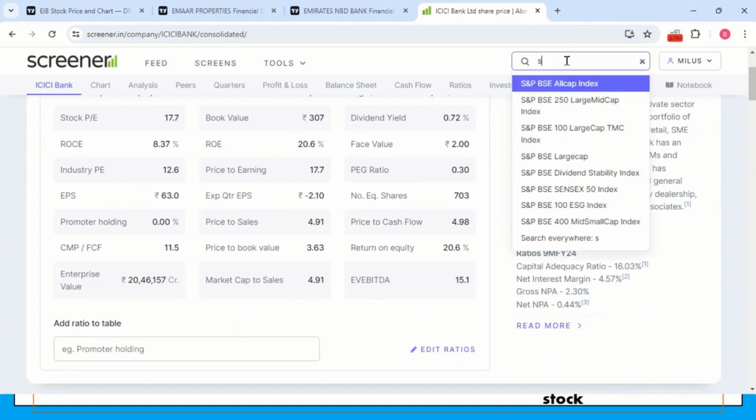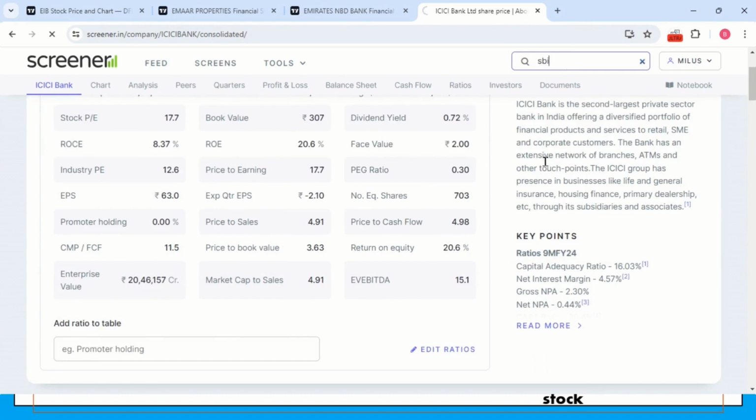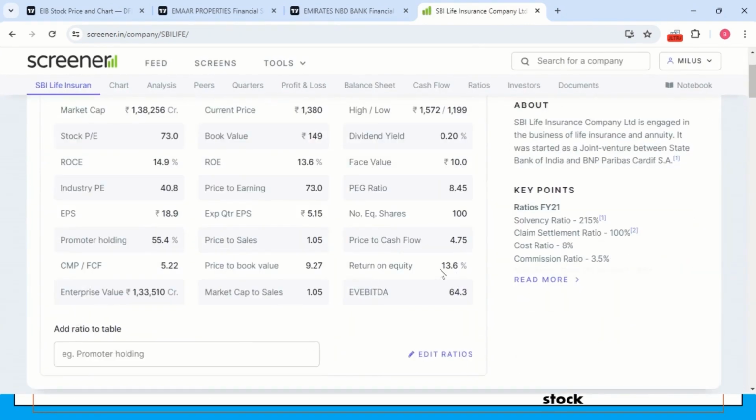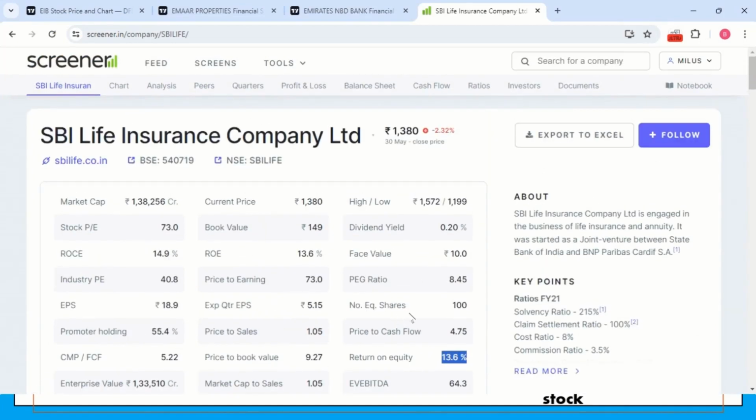ICICI, we can check for SBI right now. So return on equity will be how much? Return on equity will be high only. Okay, so if it is low, while compared with price to book, then we can say for undervalued, right? Yes, we can say for undervalued. Right now it will be an overvalued stock.